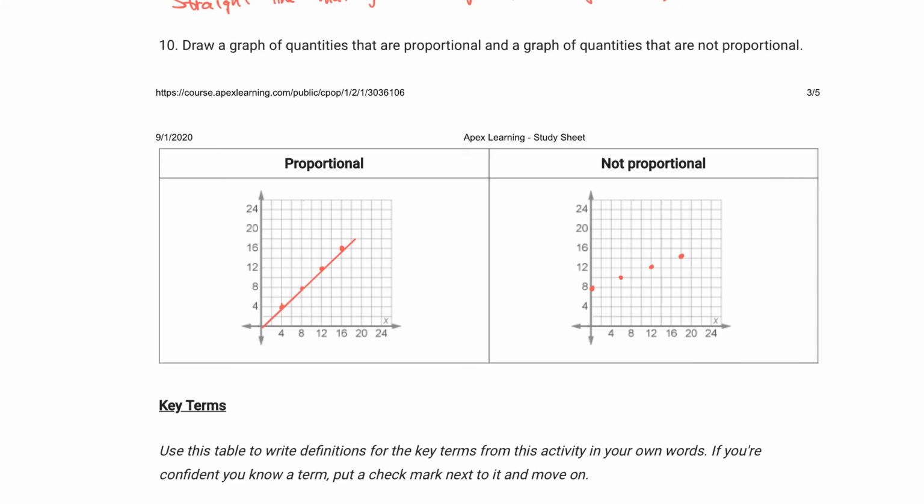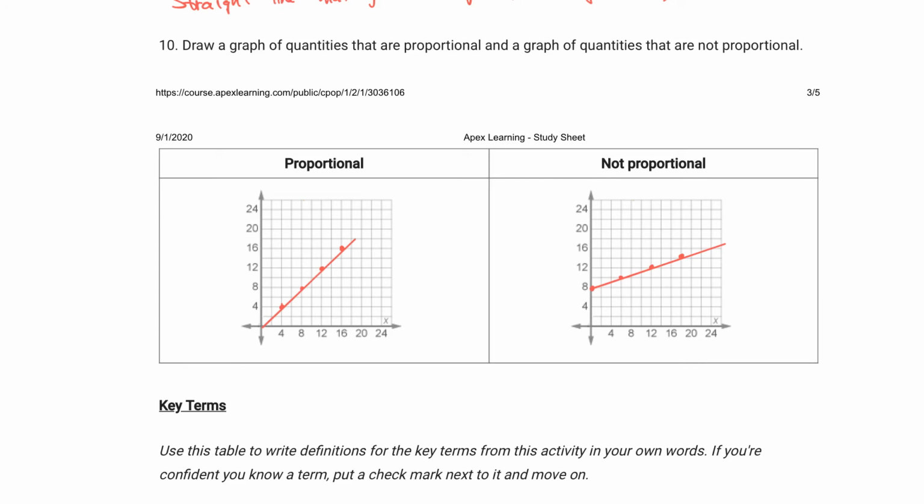So this still makes a straight line, I'm about to show you, but it does not go through the origin. Oops. I just biffed it right there. Okay, let's see now. So there we go. That one does not go through the origin, so that one's not proportional. So there's a couple of examples.